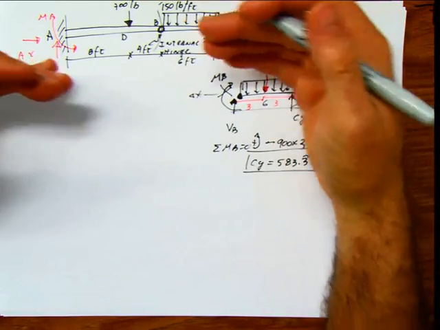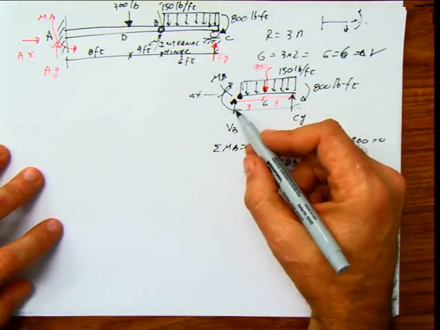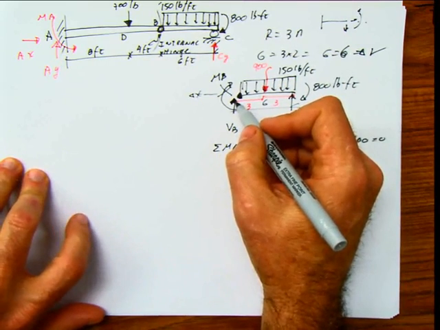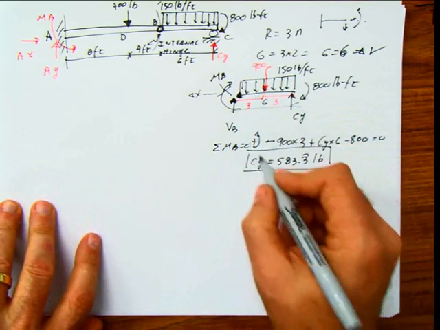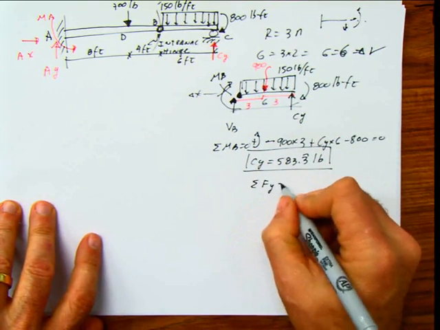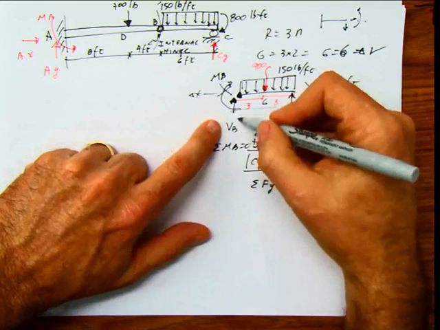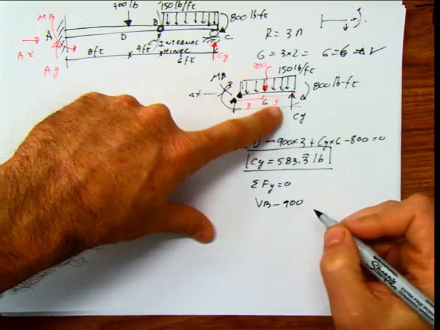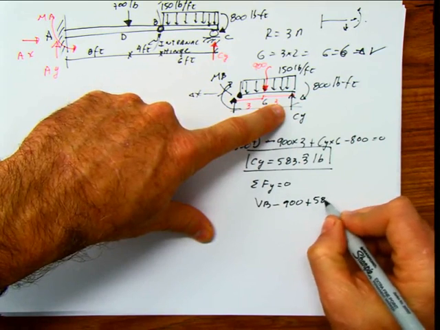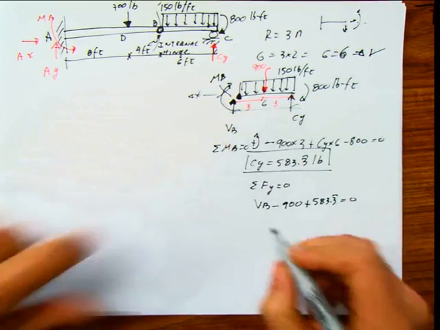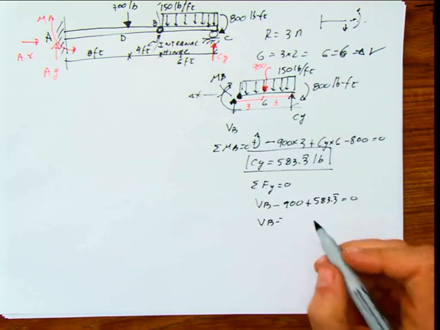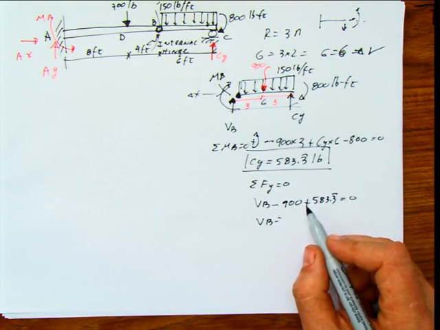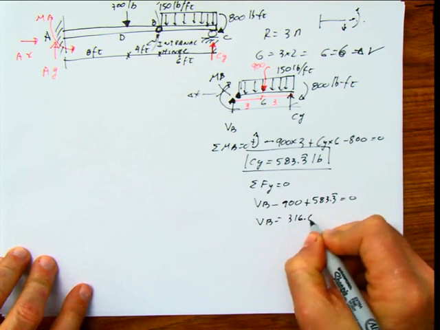Now, I can put everything together. By the way, we don't need this value here, because I'm calculating external reactions, but let's calculate it just for fun. If I do summation of forces in Y equals 0, then I can say that VB minus 900 plus Cy, which is 583.3, equals 0, and my shear at that point is going to be the difference between these two. Let me see if I have the value here. Yeah, it's 316.6 pounds.